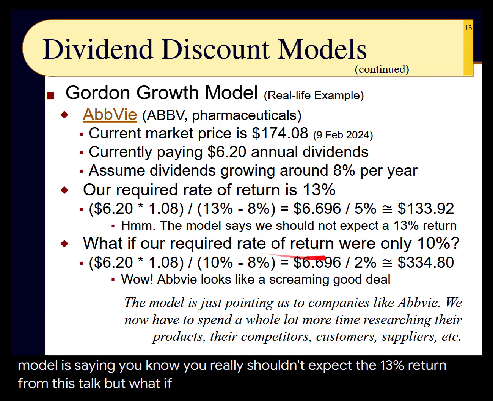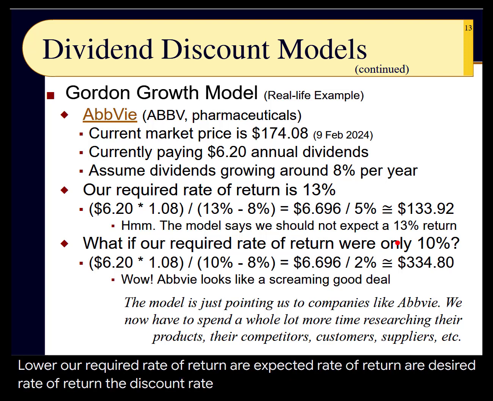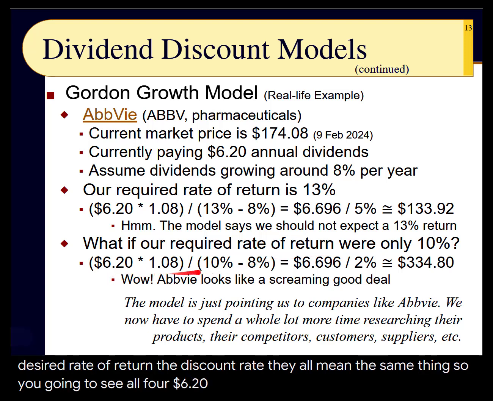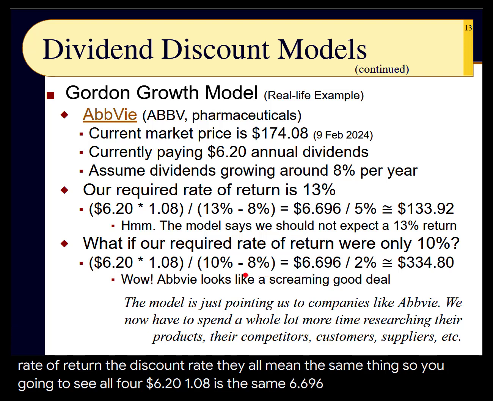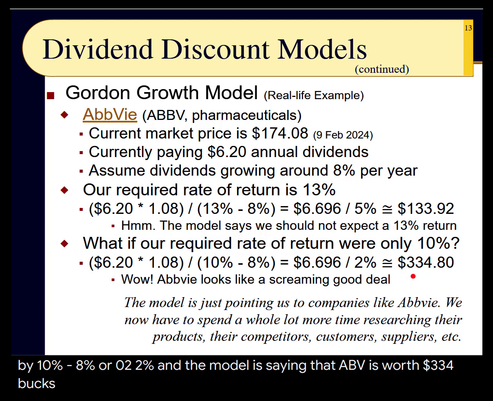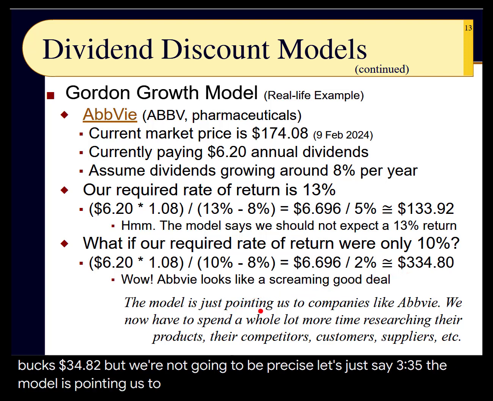But what if our required rate of return were only 10%? Again, lower our required rate of return, our expected rate of return, our desired rate of return, the discount rate. They all mean the same thing, so you're going to see all four. $6.20 times 1.08 is the same 6.696. This time we divide it by 10% minus 8%, or 0.02. And the model is saying that AbbVie is worth $334.82, but we're not going to be precise. Let's just say $335.